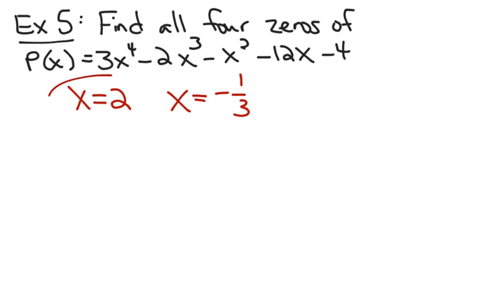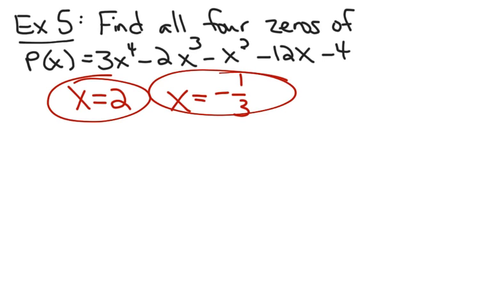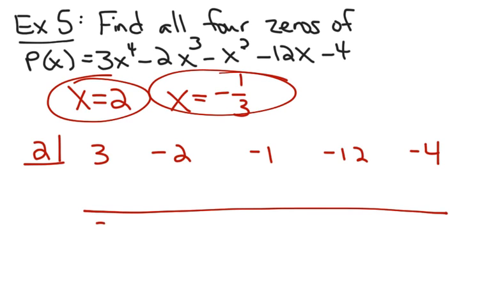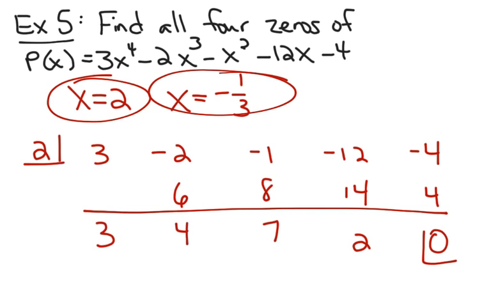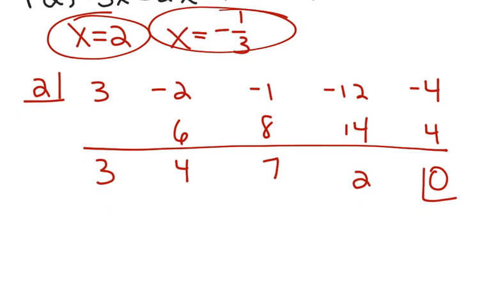In order to find the other 2 zeros, I'm going to have to use synthetic division to divide these out. And then I'll be left with a quadratic equation that I can use the quadratic formula on. So I put 2 in my box. None of the coefficients are missing. So they are 3, -2, -1, -12, and -4. 3, 6, 4, 8, 7, 14, 2, 4, 0. Perfect. I wanted 0 as my remainder.